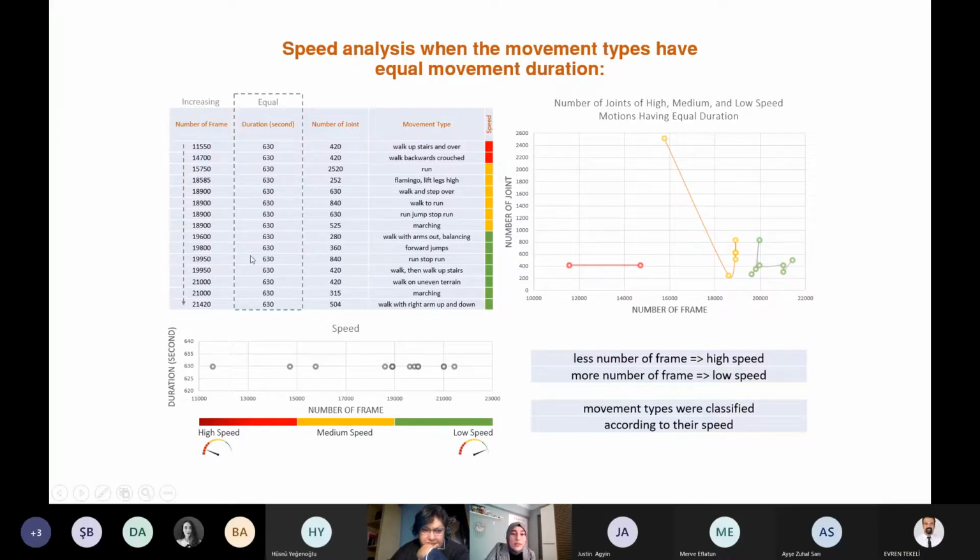So I resized the data until all the movement types had equal movement duration. And in Maya, if the number of frames is increasing, then the speed is decreasing. So here is the plot showing that. I divided it into high speed, medium speed, and low speed. Accordingly, these two movement types are considered fast. These have medium speed, and these are slow types of motions. And this is the plot showing number of frames versus number of joints. I can say that in this kind of research, it's better to choose fast or slow types of motion because they gave closer results within themselves.